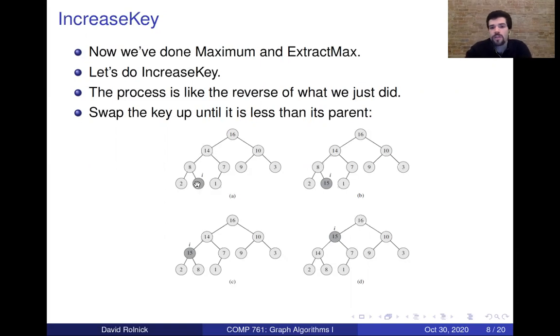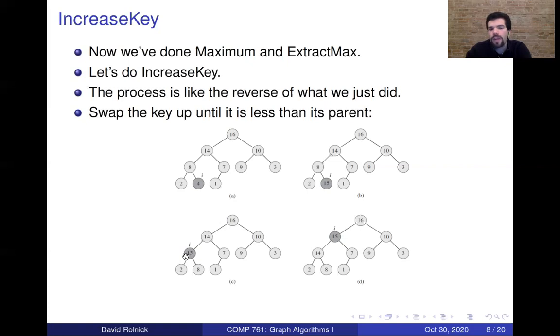Likewise, if we take this 4 and make it 15 suddenly, it's going to have an issue with its parent. So we can swap it with the parent, and then just keep on swapping it with the parent as much as necessary. In each case, we're increasing the value at nodes, so we're never going to end up with a problem.